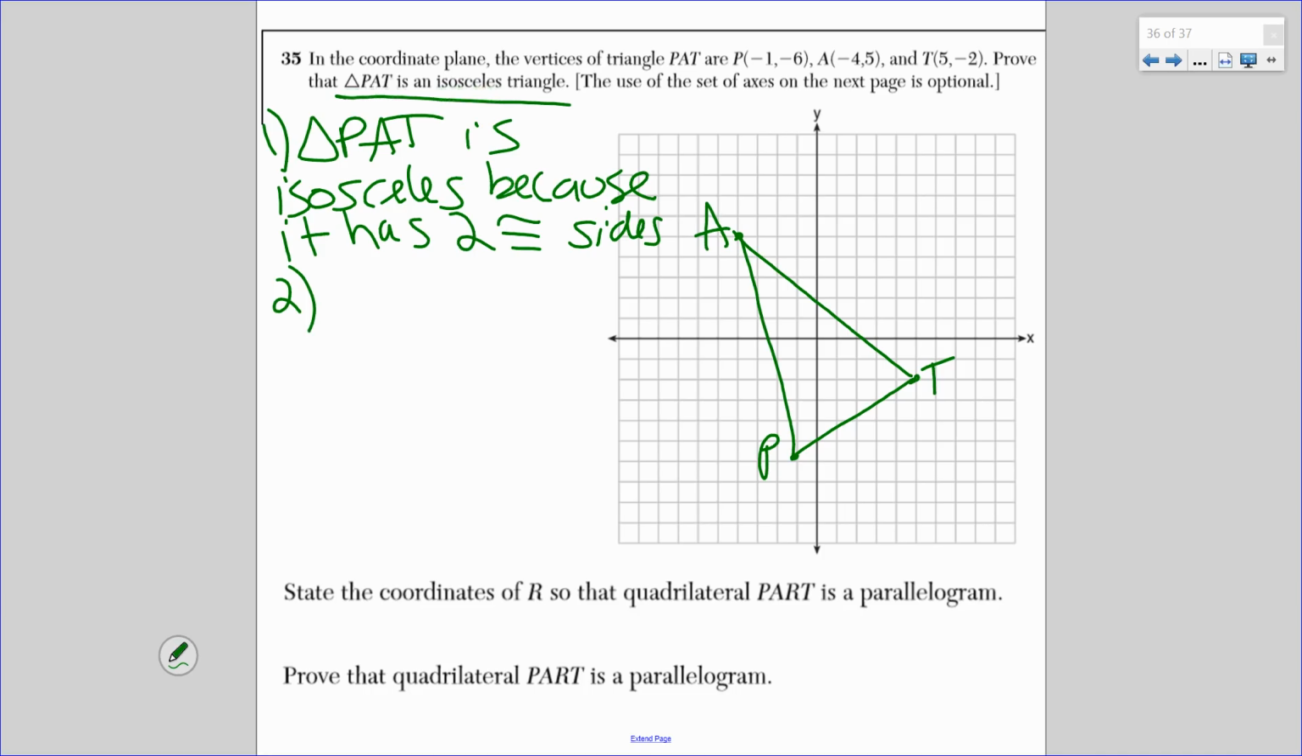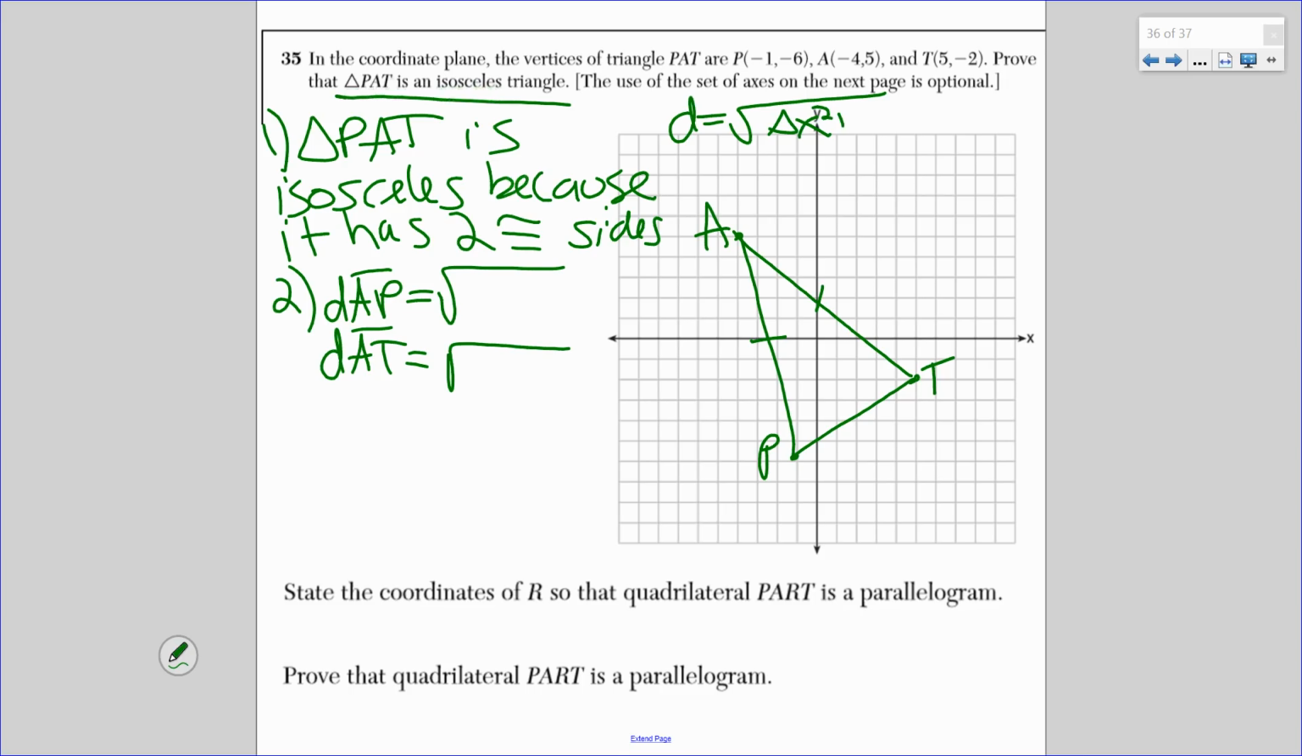By looking at it, it's pretty obvious to me that it's going to be AP and AT. So I'm going to find the distance of AP, and the distance of AT. I'm going to use my distance formula, which I wrote up before. My distance is radical delta x squared plus delta y squared. I count. You can subtract if you want. I'm going to count. 1, 2, 3. 1, 2, 3, 4, 5, 6, 7, 8, 9, 10, 11. 3 squared plus 11 squared.